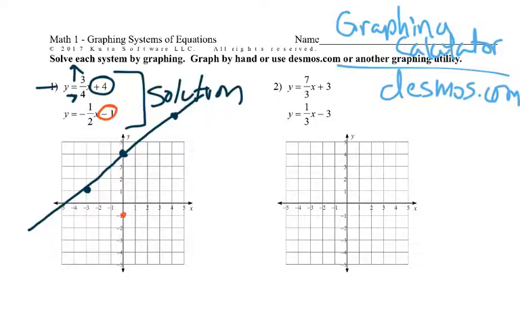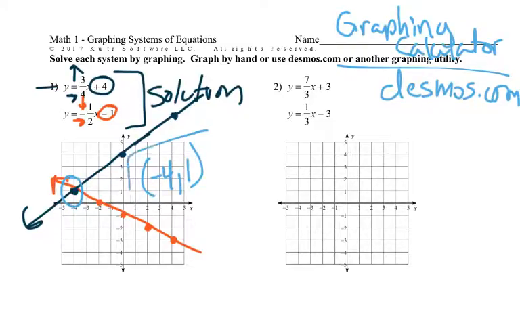Y-intercept of negative 1. Slope of negative 1/2, so down 1 to the right 2. Or we can also go up 1 to the left 2. Oh, and I think I messed up on that one, didn't I? So there's that one. This one was at 4, and I went down 3 to the left 4. There we go. So, where's their solution? Where do they intersect? Right here, the point negative 4, 1. That's the solution to this system. It satisfies both equations.